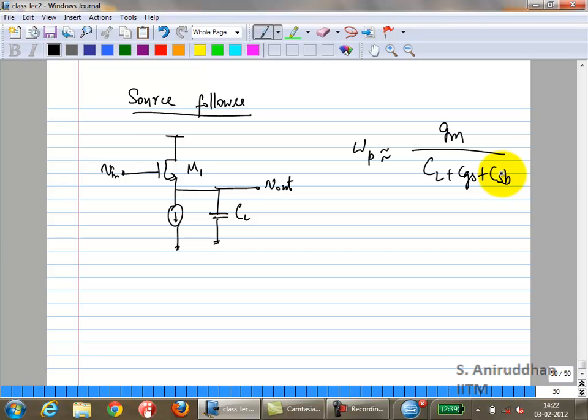Now is this going to be a left half plane zero or a left half plane pole or a right half plane pole? Left half plane pole. So you have a minus GM over CL plus CGS plus CSB. Well, typically if you have conductances and capacitances at nodes, they will almost always be left half plane poles. Okay?